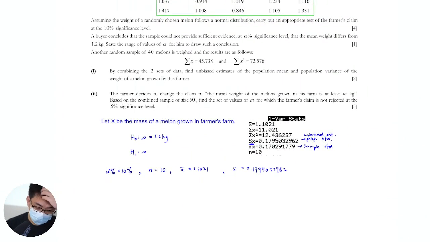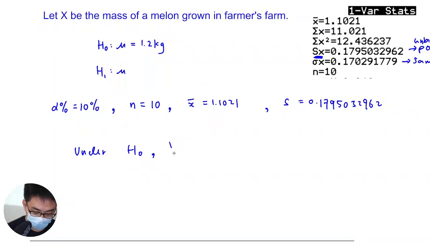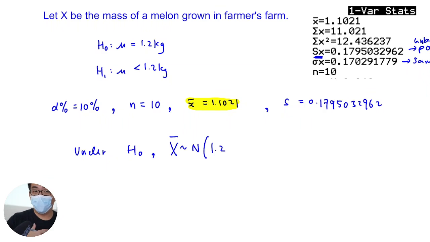Great. Once done, now we can test. Everything is nicely done. So under H naught, x bar is normally distributed with mean 1.2. You see this one here, this mean is 1.1 kg, so it has to be the left tail, because it's less than 1.2. It cannot be more than that, because if it's more, it doesn't make sense to test it. You want to test, you test on the left.